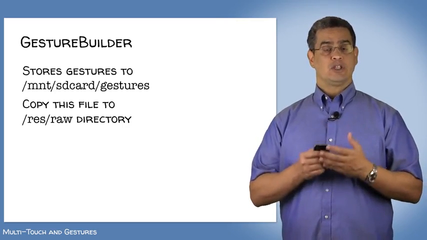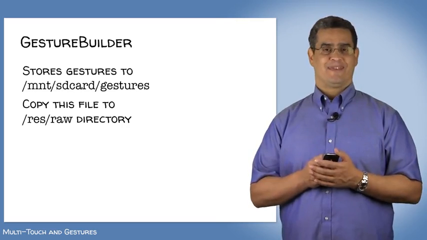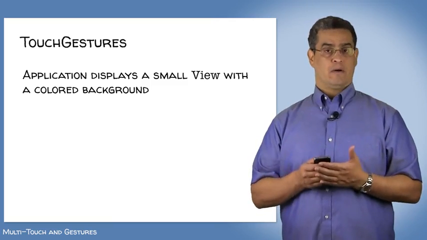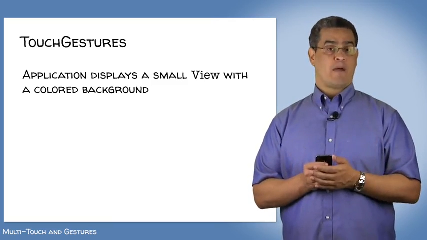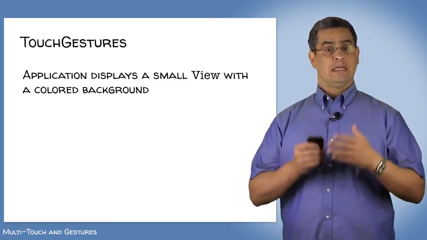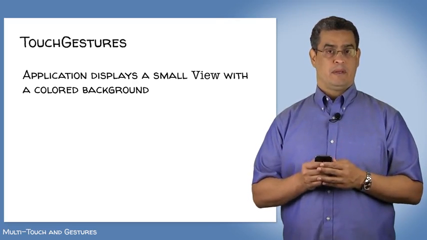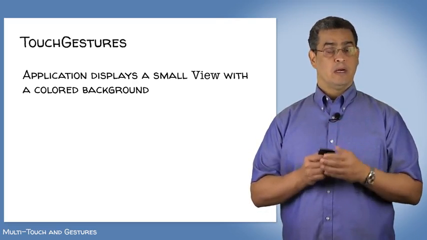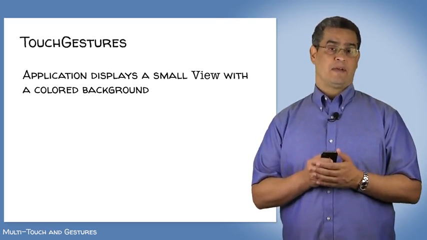Let's look at the Touch Gestures application. This application displays a small view with a candidate color for the entire application's background. The background color for the whole application is initially set to gray, and the user can use the 4 custom gestures that I showed earlier to interact with this application.